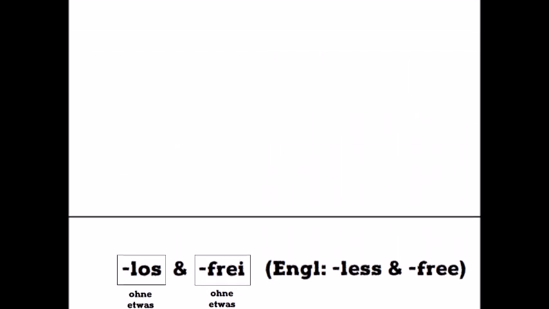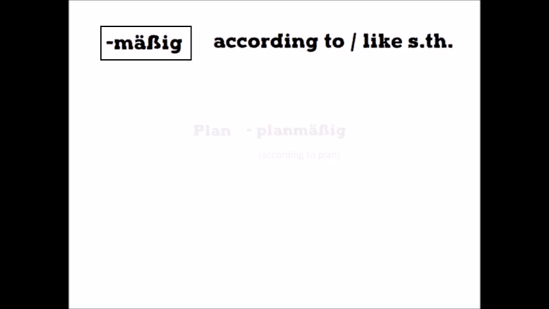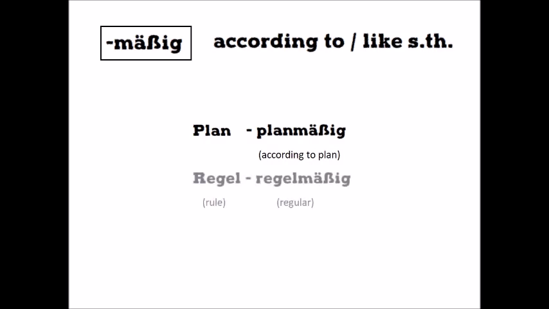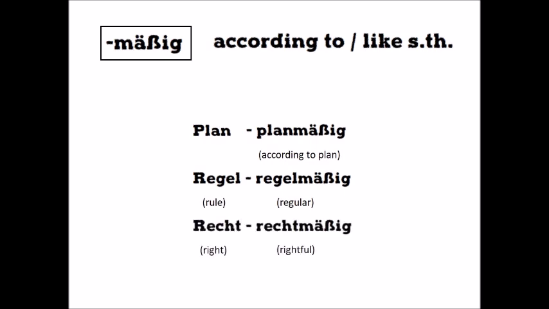The last of the four is mäßig, which means according to or like something. For example, Plan, planmäßig, according to plan. Regel, rule, regelmäßig, regular, like the rules. Recht, right, rechtmäßig, rightful. Now these were the most important ones, but let's look at the rest of them with a few examples.